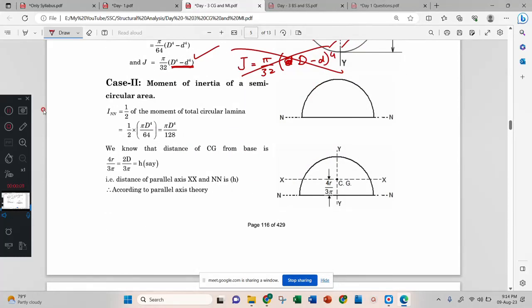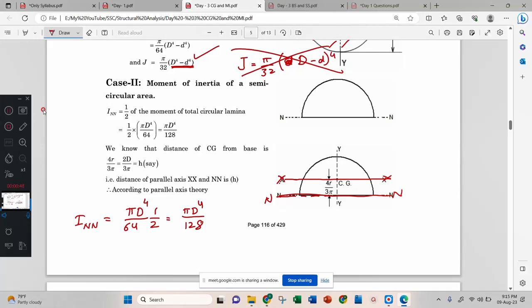Now very interesting: semicircle, moment of inertia about the central axis. The X axis is different, and moment of inertia about the N axis is different. Here we will get different values. X is there and N is there. It is very easy to remember INN, the base, where it is half of the circle. Half of the circle means pi d power 4 by 64 is already there. Half of that means pi d power 4 by 128.